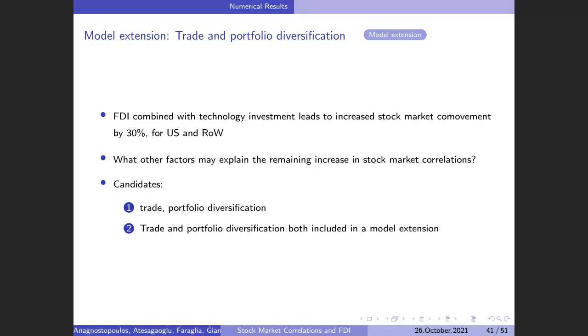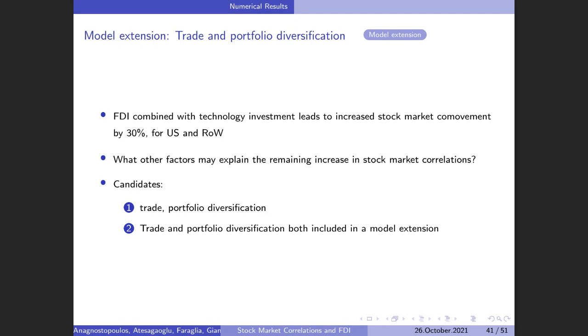So we extended our model with trade and portfolio diversification. With portfolio diversification, we allowed each citizen in an economy to buy stocks of their domestic corporations, but also stocks of the foreign corporation. This way, we allowed portfolio diversification in our model. The second way we extend the model is to have trade.